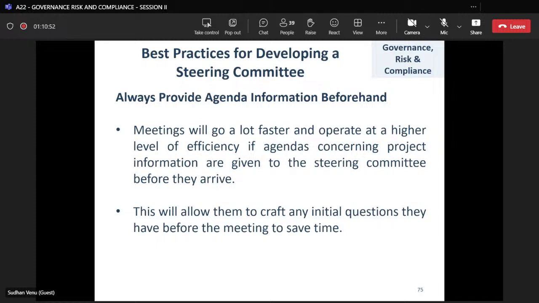Based on that, they will get some clarity. If they have any questions in that agenda, they will make some draft. They will bring the drafted questions to the meeting session, and they will raise the questions at the time of the meeting.